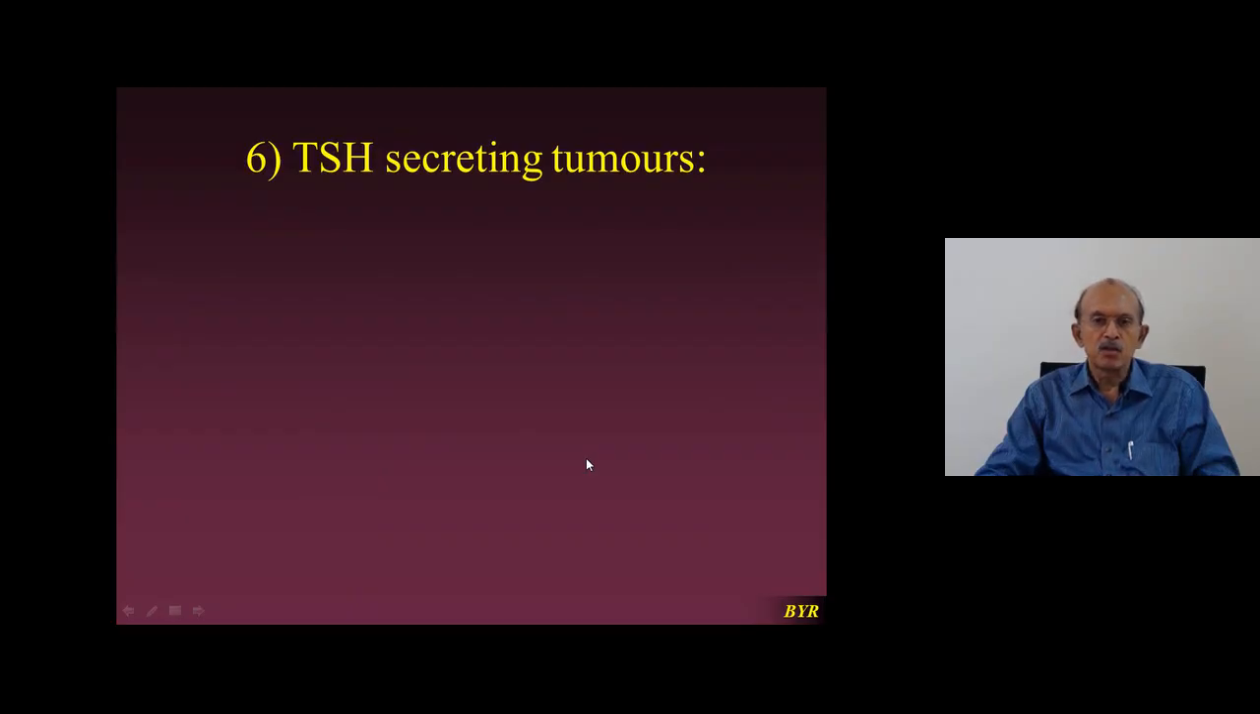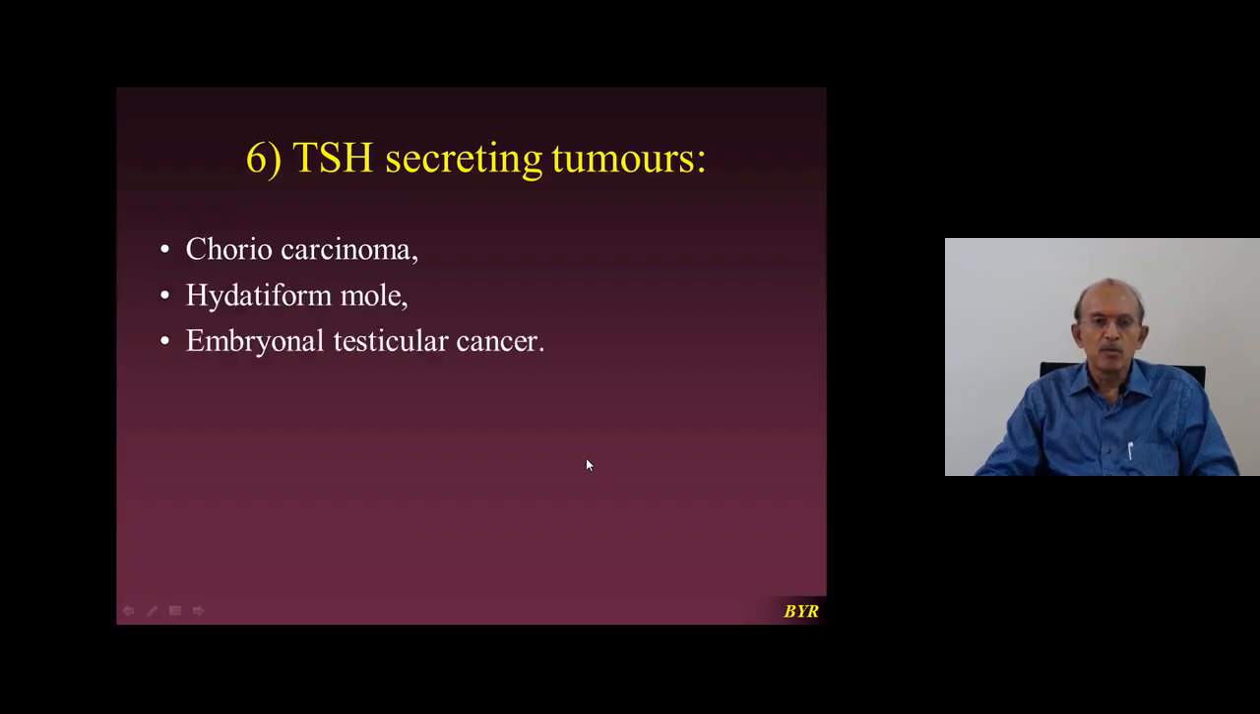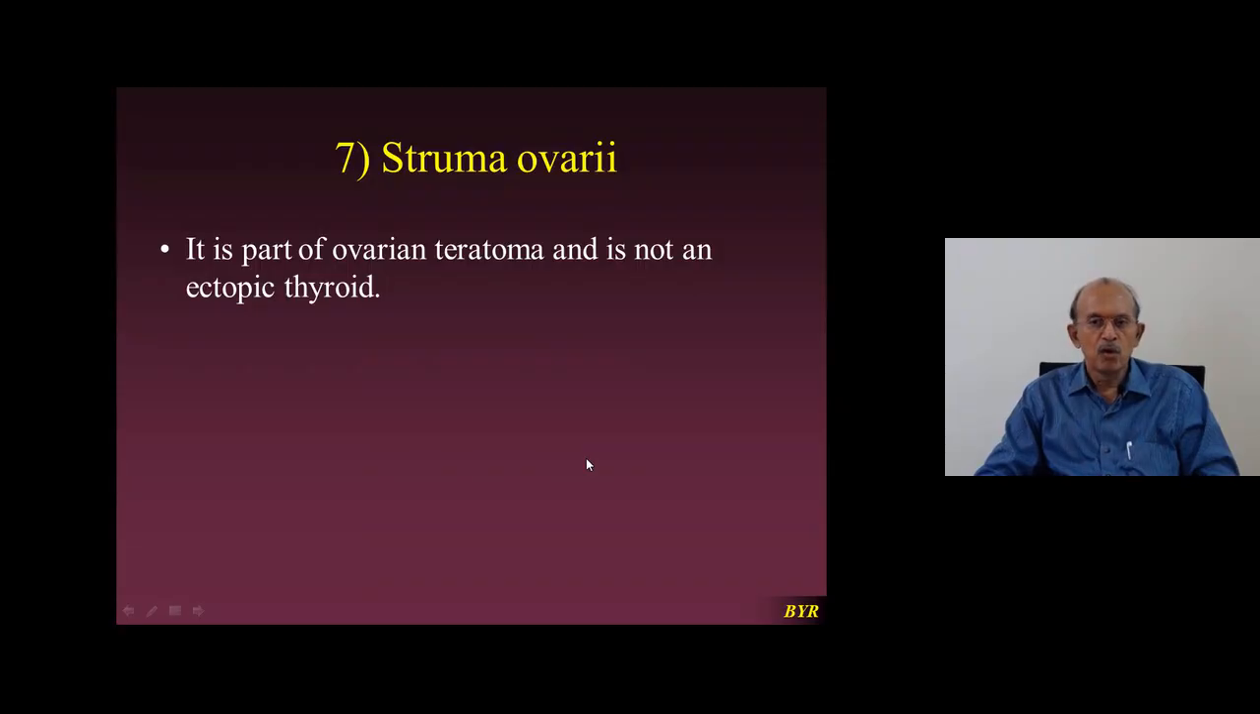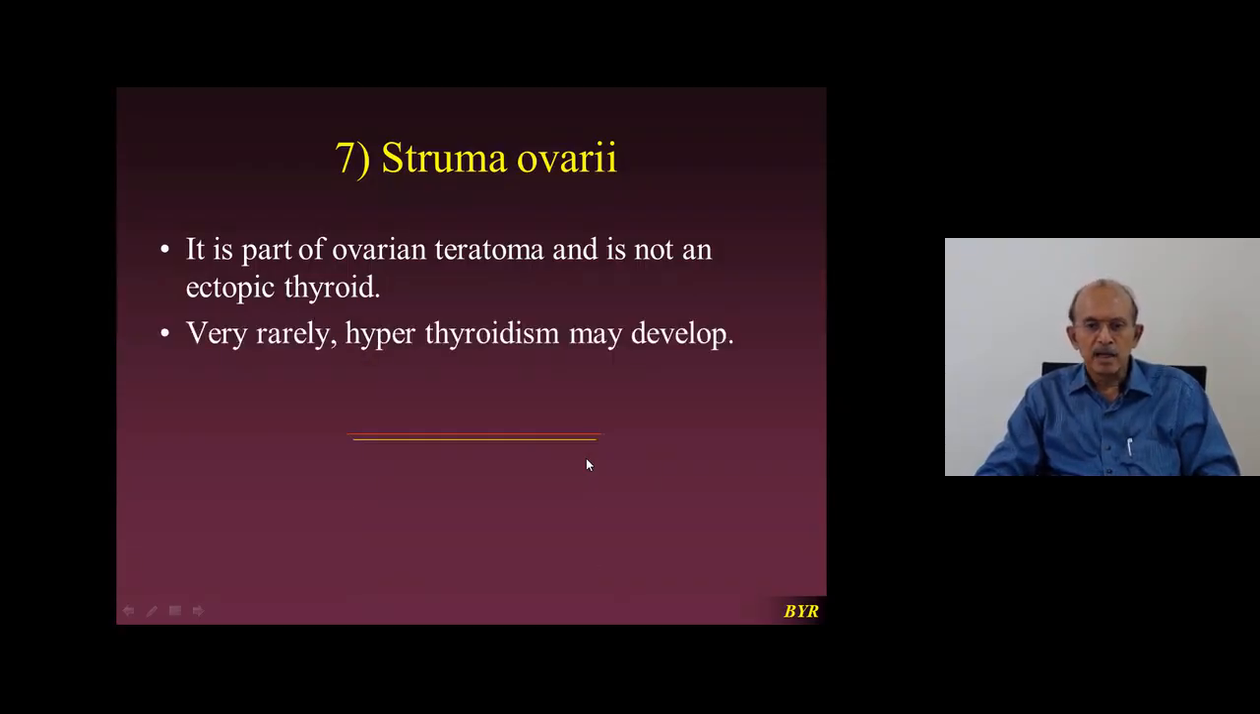Then thyrotoxicosis due to TSH secreting tumors: choriocarcinoma, hydatidiform mole, and embryonal testicular cancer can secrete TSH, and that can cause thyrotoxicosis. Struma ovarii, I already told you, is a dermoid or teratoma of the ovary. It is not an ectopic thyroid. Very rarely, hyperthyroidism may develop due to struma ovarii. So this is about thyrotoxicosis.